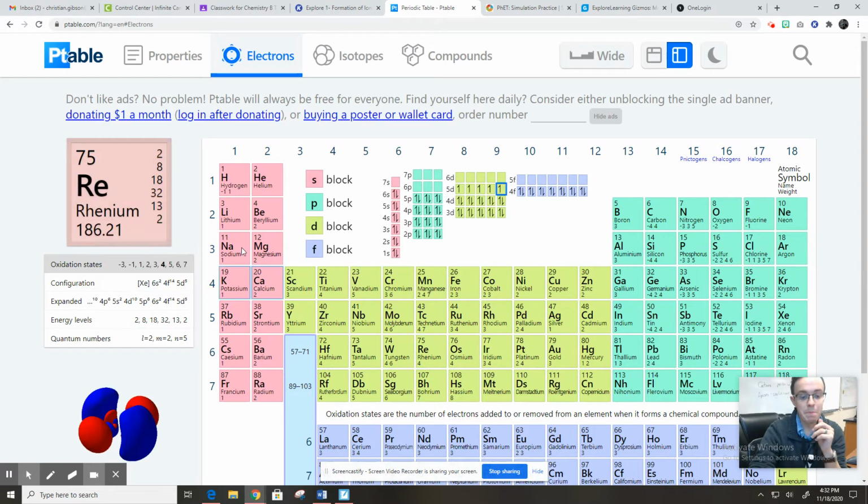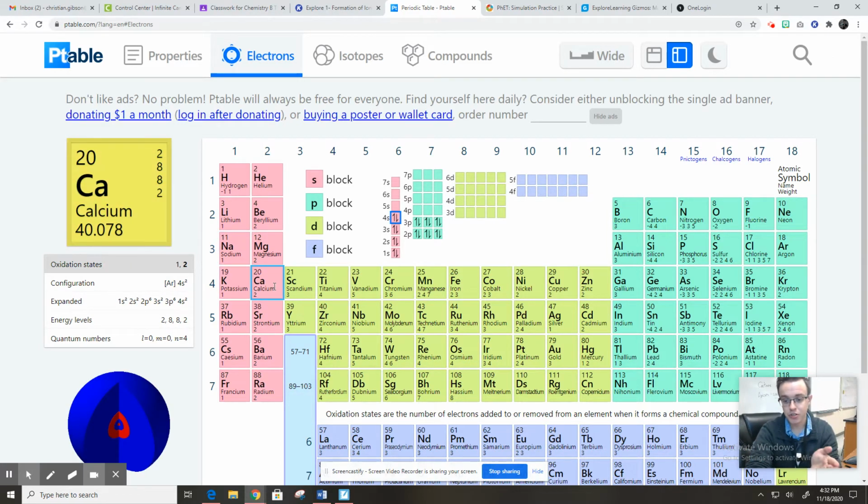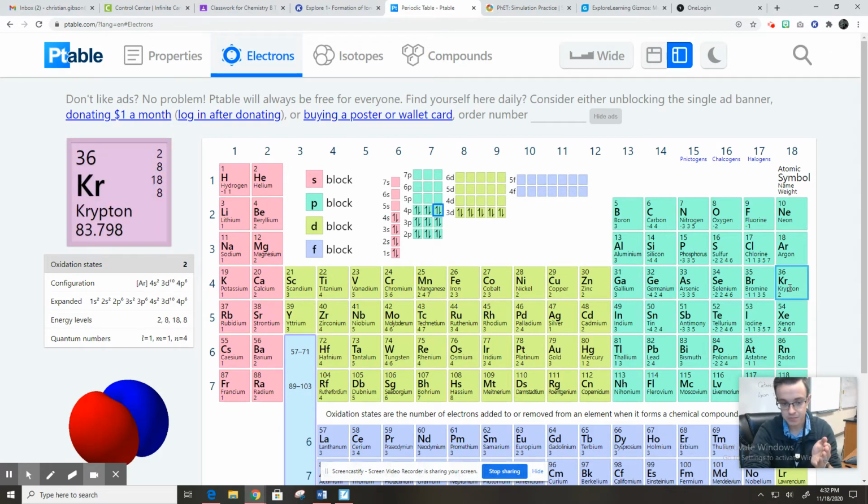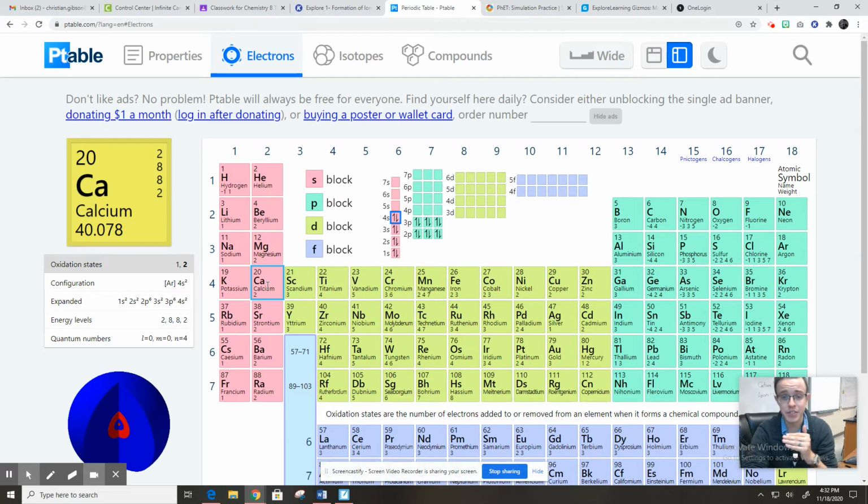Okay? Metals are closer to the noble gas before them than they are to the noble gas after them. So calcium, if it wanted to have the same number of electrons as argon, it just has to lose 2. And when it loses electrons, that makes it positive, because electrons are negative.